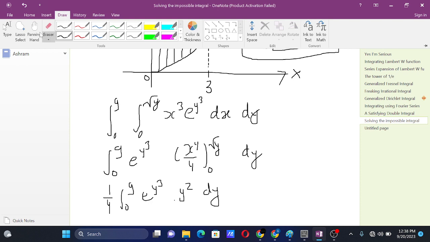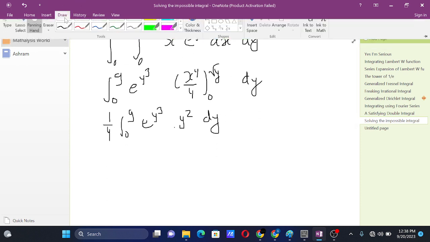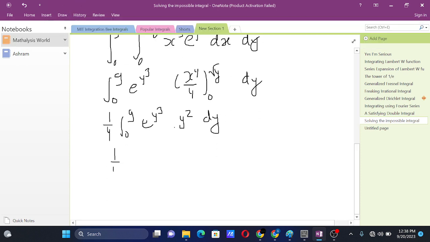Now we see that we have 1 by 4 integral from 0 to 9 of e to the power y cubed. Here, if we want to make 3y squared, we also need to divide by 3, and 3y squared is the derivative of y cubed, so we will have d(y cubed) as 3y squared dy over 3. Now you see that it's quite easy to integrate. It's 1 by 12, and this will be just e to the power y cubed.